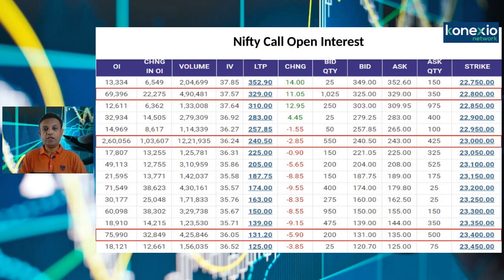Immediate resistance would be around the 22,800 mark. If Nifty closes above the 22,800 mark, then there are chances that Nifty might rally towards 23,000, which is the all-time high, 23,100, which is the all-time high. And if it closes above those levels, then there are chances that Nifty might test the level of 23,400 in the coming trading sessions. There has been a rise in the volumes, rise in the open interest.